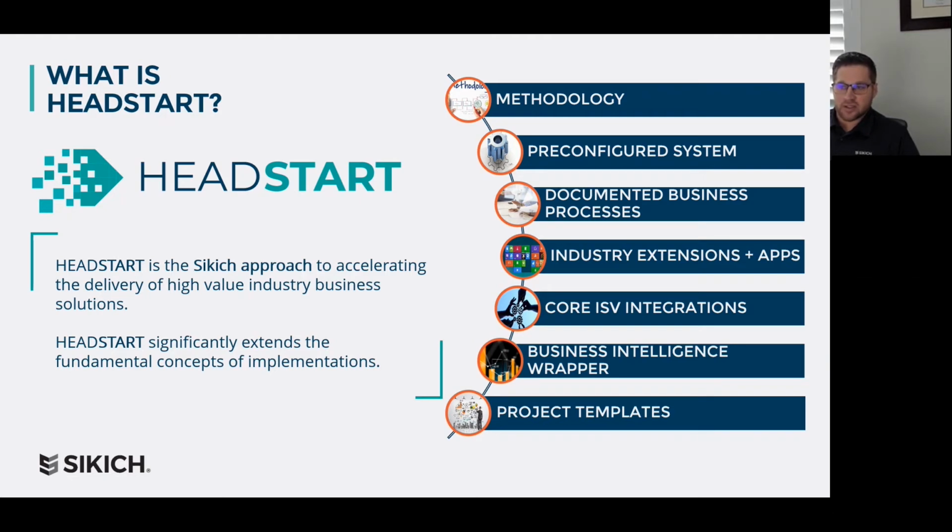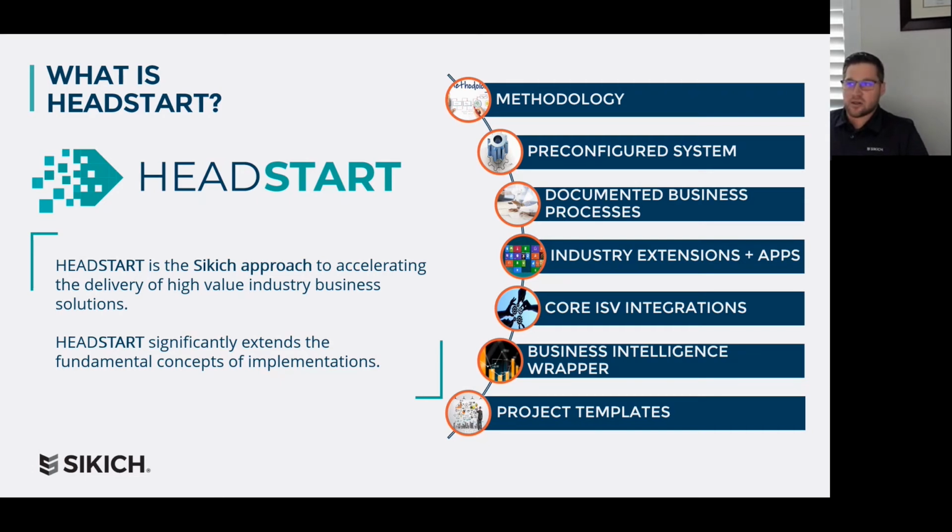What it really is, is our approach to accelerating value and industry business solutions to companies, implementing ERP and CRM solutions with a specific focus on two very specific verticals. HeadSTART is a lot of things, so I'll try to do a good job of explaining what it encompasses. From there, if we have questions, I'm happy to dig in.